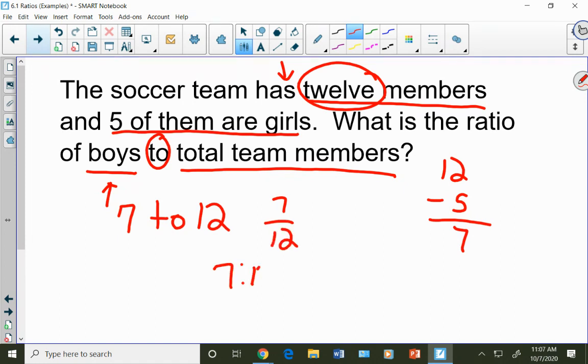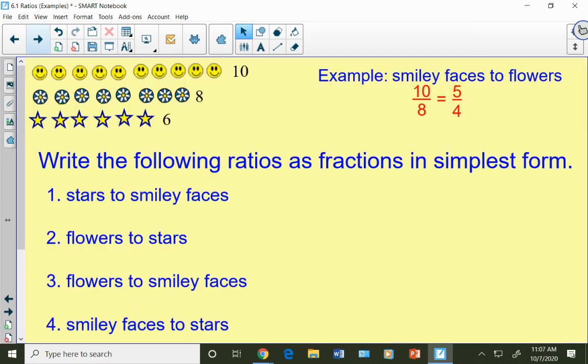Again, there's 3 ways to write it. Okay, let's try some more examples. On this one it says write the following ratios as fractions. So we're going to write them as fractions, and then we'll reduce them in just a minute. But to start with, let's just write a ratio.